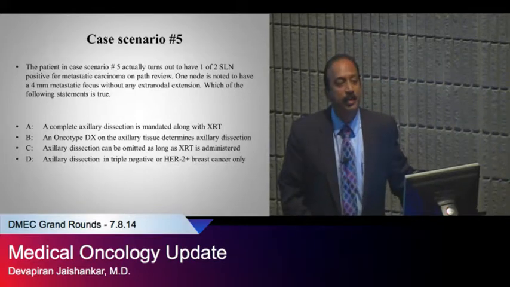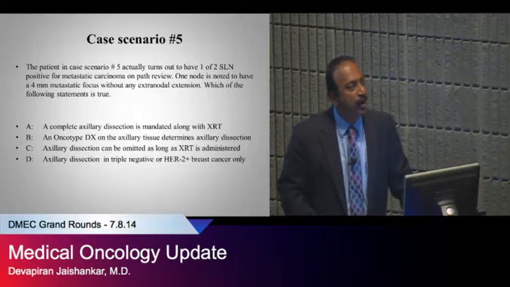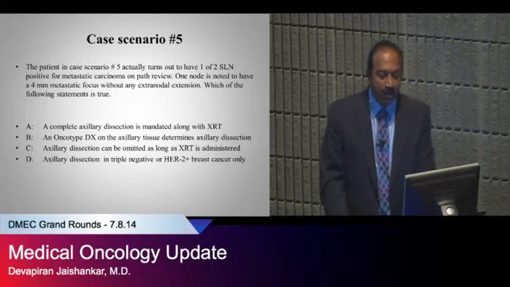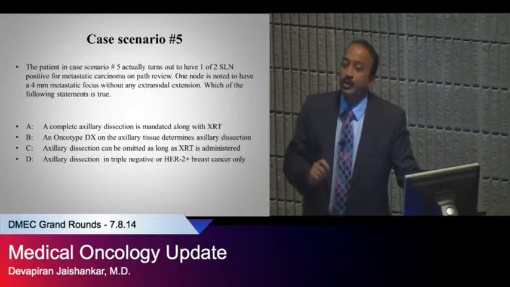To us in oncology, 4 millimeters is a macromet. That's a clear-cut metastasis. There's no question about a metastasis. We're not talking about a micromet. We're not talking about IHC positive disease. What would you do next?